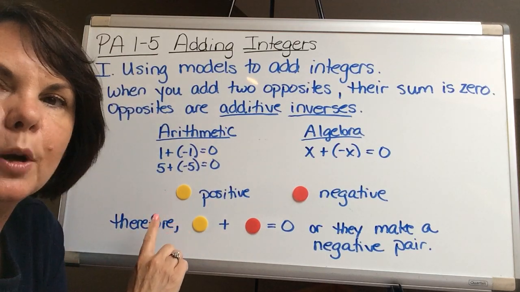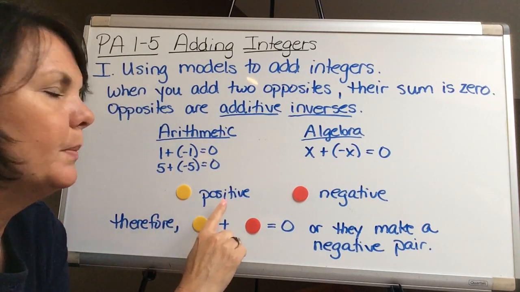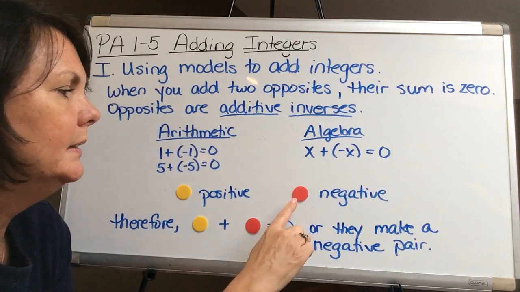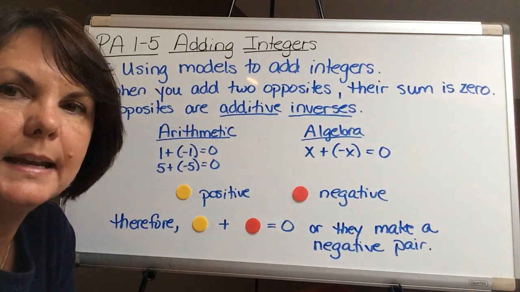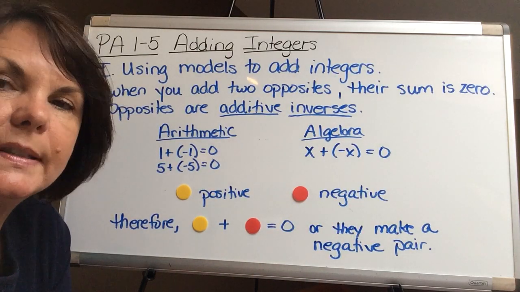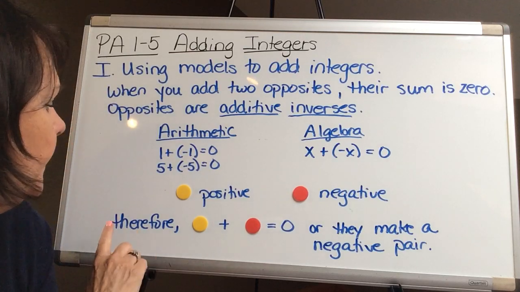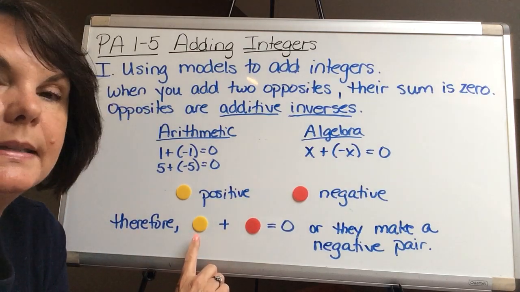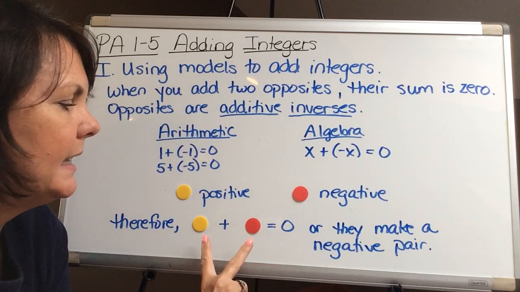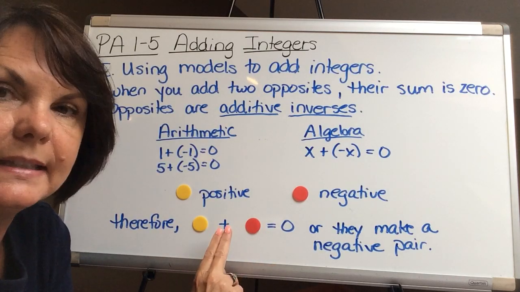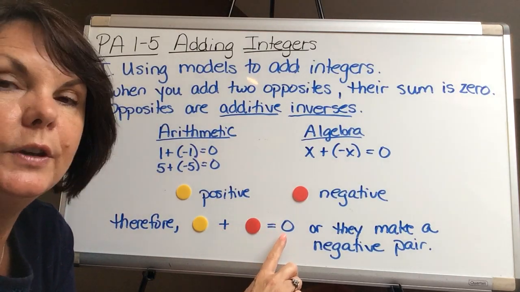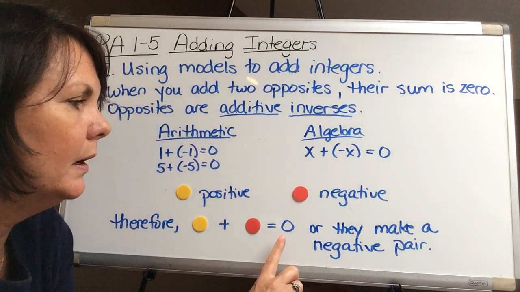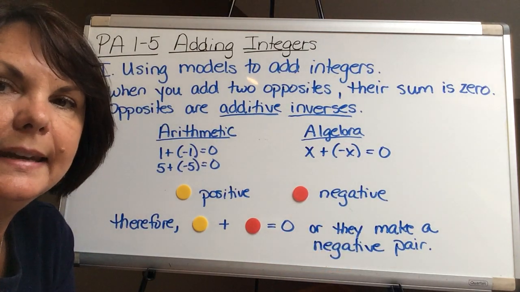They give you a sum of 0. Now, for the model purpose, we're going to say that the color yellow represents a positive number and the color red represents a negative number. These are called zero-pair chips. Therefore, if I take a positive and a negative, a yellow and a red, the same amount of each, they will cancel each other out, giving you a result or a sum of 0. They make what's called a zero pair.